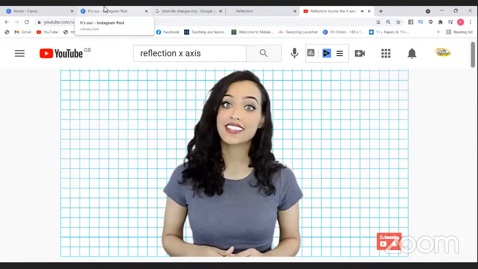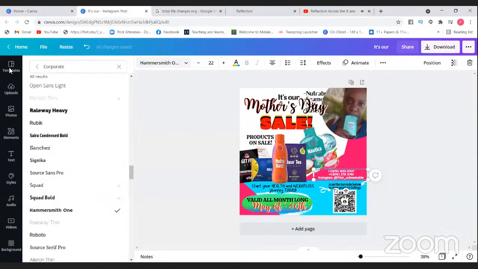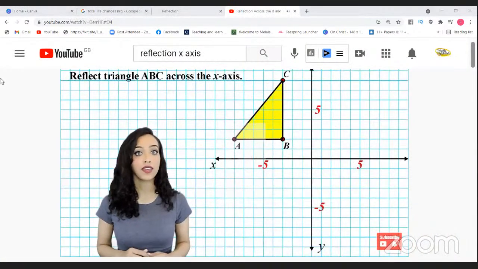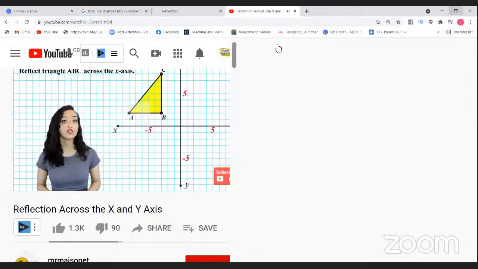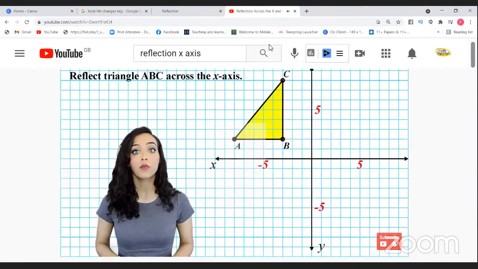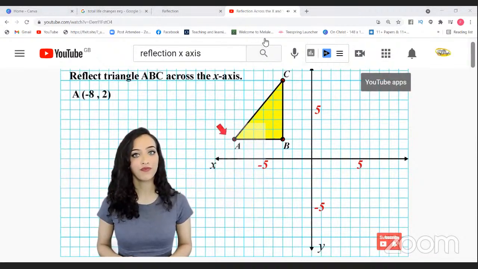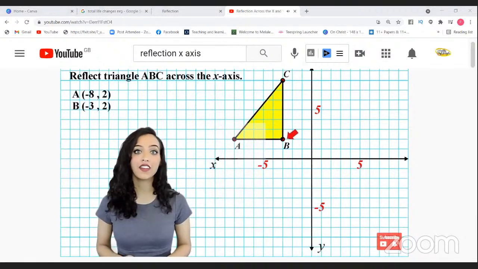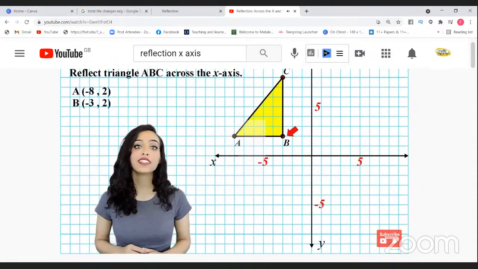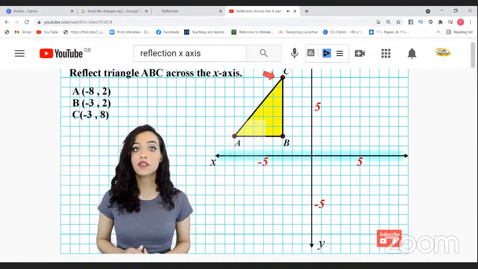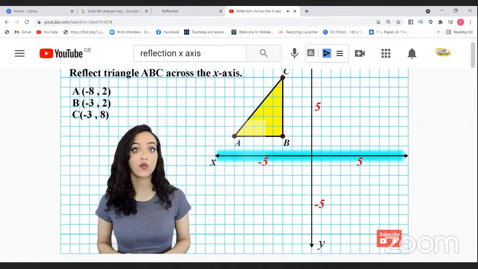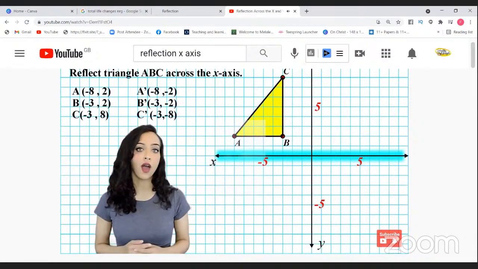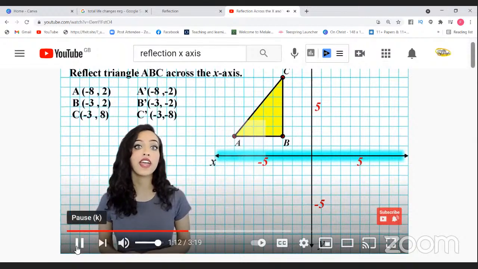One reflection across the x-axis and one across the y-axis. First, we're going to reflect the triangle ABC across the x-axis. I'd like to start by recording where our original points are located. Point A is located at -8, +2. Point B is located at -3, +2. And point C is located at -3, +8. Because we are reflecting our triangle across the x-axis, we know that our x values are going to stay the same, and our y values will become opposite. So we're going to write every x value.